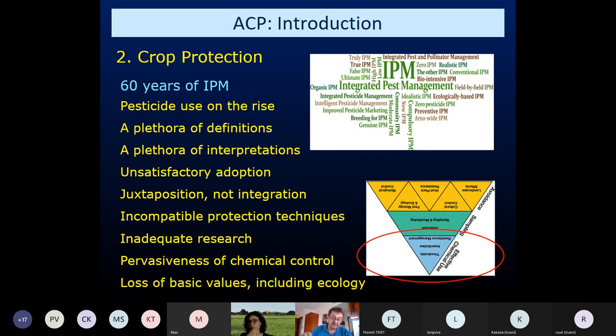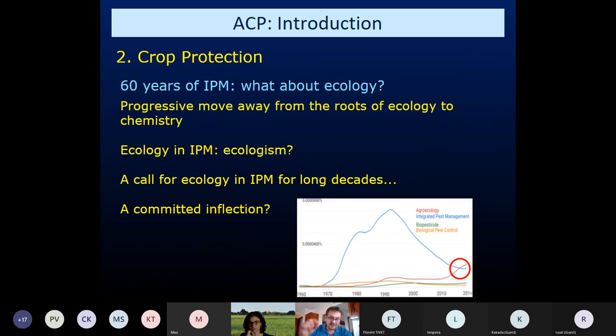So I would like also to stress the fact that from the first definition of IPM, we have lost some values, and one of the values of IPM was ecology. It was a root of IPM. It was, for example, to make biological control and chemical control compatible. We lose that. We confuse ecology with ecologism.